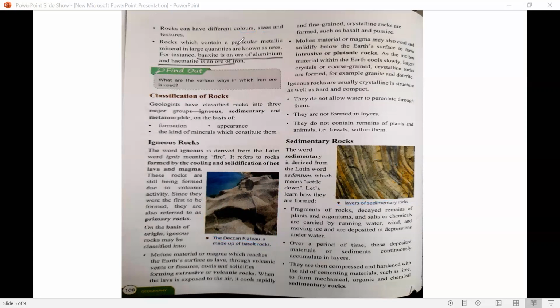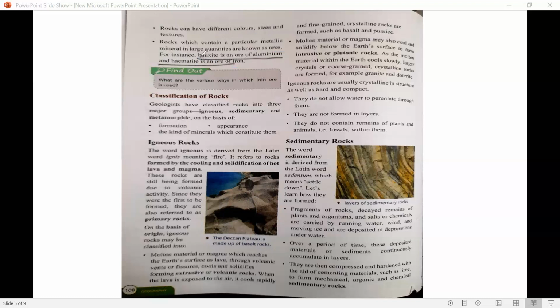Yes. So rocks which contain a particular metallic mineral in large quantities are known as ores. Now what are ores? If a rock contains large particles of metallic minerals in large quantities, it is known as an ore. For instance, bauxite is an ore. Bauxite is actually the ore of aluminium. And hematite is also an ore, hematite is the name of one rock, and it is an ore of iron.